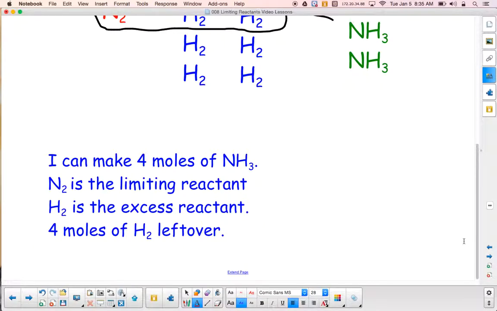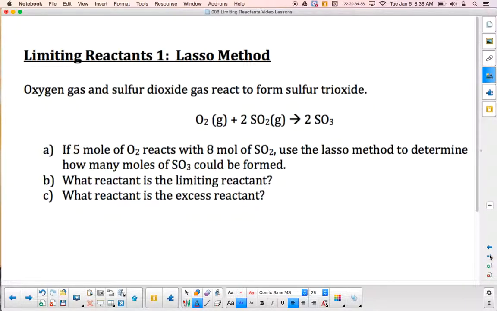This is a relatively simple, very visual way of beginning to understand limiting reactants. In our next video, we'll take this to a slightly more mathematical approach, but this is a great place to start in your understanding. At this point, you should go to your turn problems and do the 3 problems that go with limiting reactants 1, the lasso method.